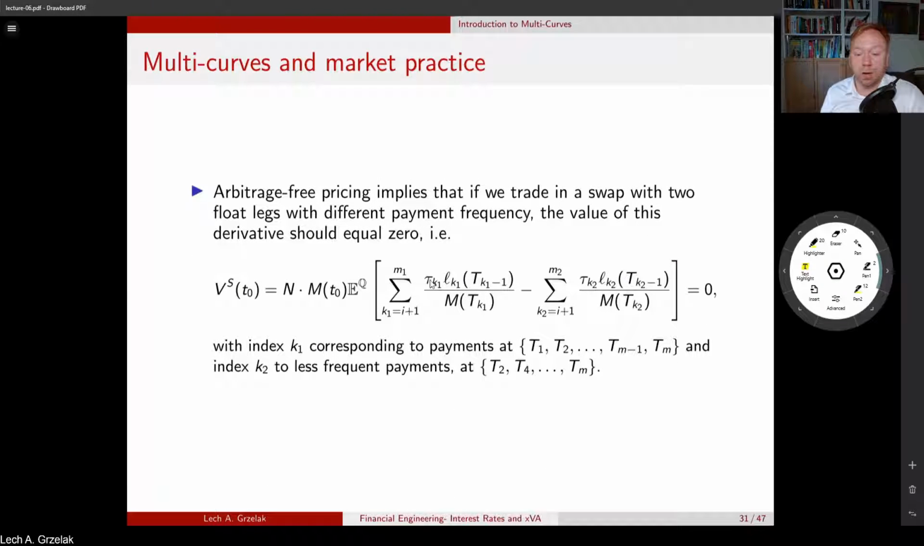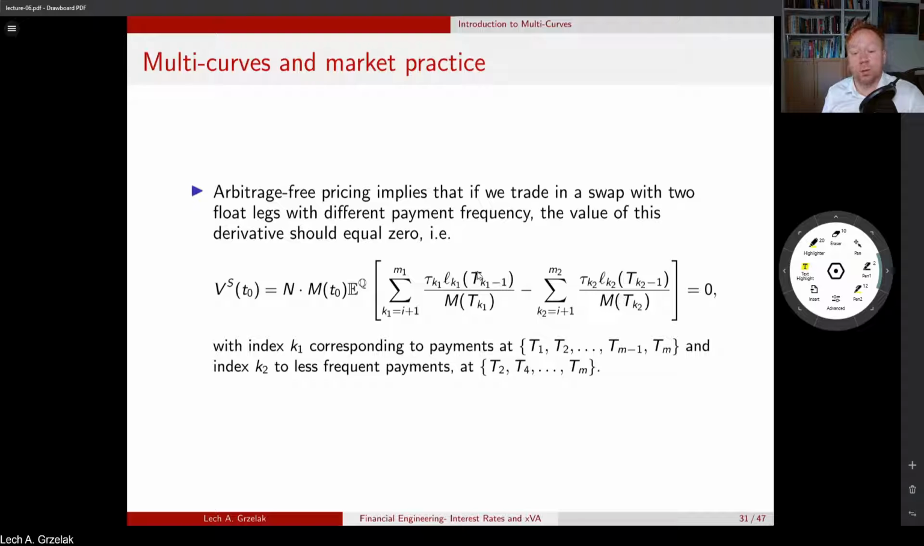You can see we are summing over all those high frequency LIBORs minus the whole lifetime of a swap with a lower frequency. And then we know that the arbitrage-free condition should apply, that this should be 0. However, in practice, this is not.